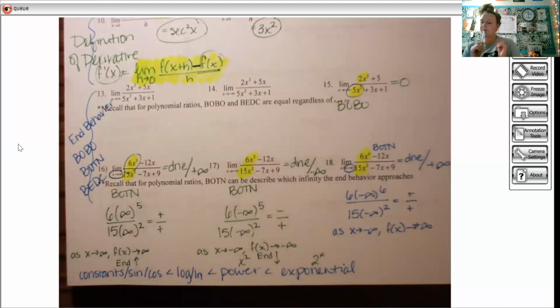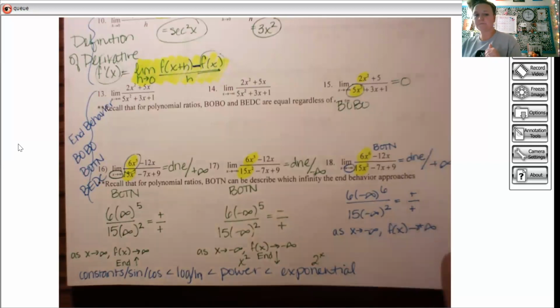All right, so if you will, please, let's turn the page. We have some more limits to infinity that I'd like to look at. But remember, overall, we're doing Bobo-Botten-Bedsey. If x is going to infinity or negative infinity, doesn't matter, still Bobo-Botten-Bedsey.